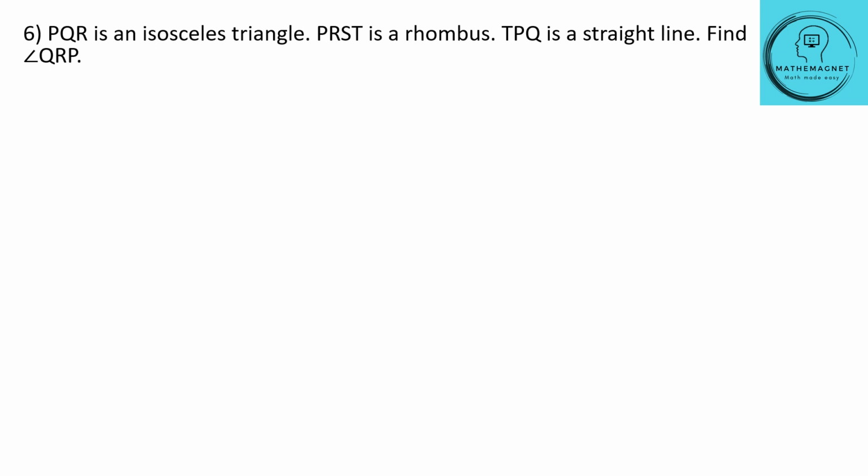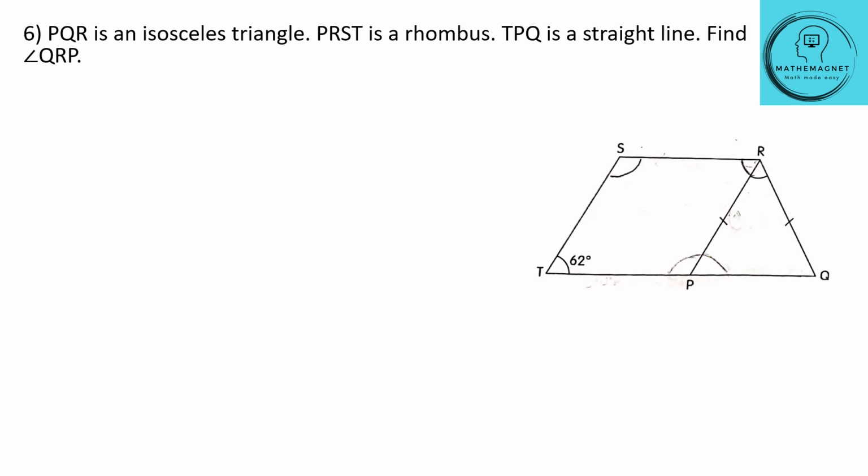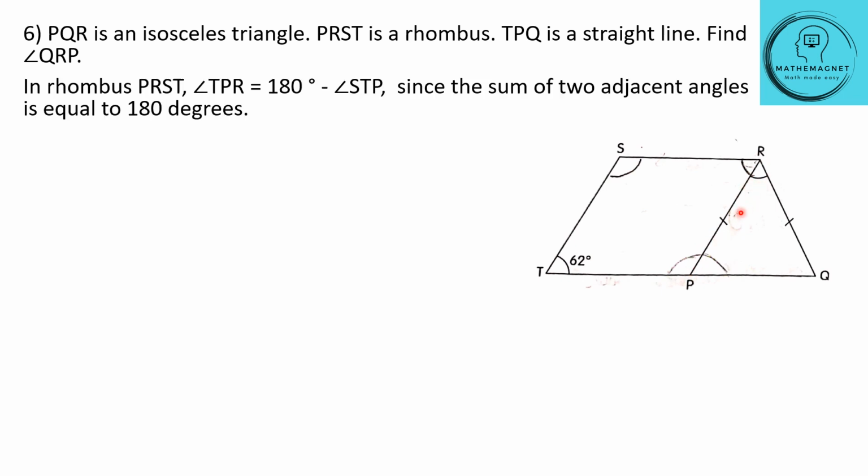Question number 6. PQR is an isosceles triangle. PRST is a rhombus. TPQ is a straight line. Find angle QRP. Now this is the angle that we are asked to find. To do that, in rhombus PRST, angle TPR is equal to 180 minus STP. That is, sum of two adjacent angles in a rhombus is equal to 180 degrees. So angle TPR will be equal to 180 minus 62, which is equal to 118 degrees.